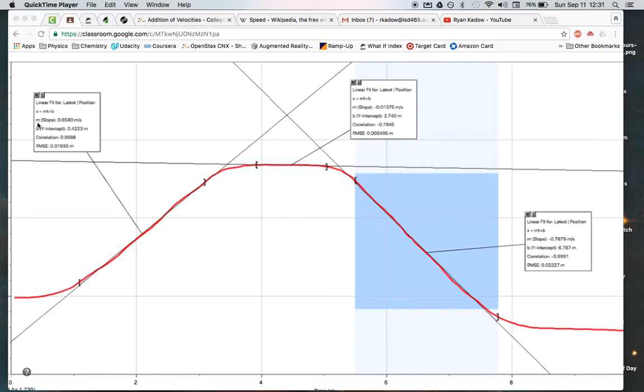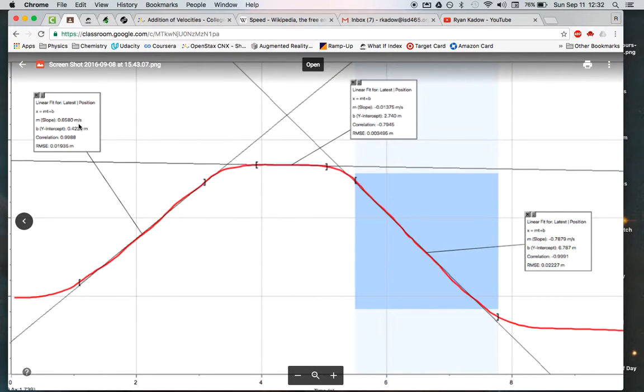And just to show you explicitly, I've used the computer to calculate this slope. And you'll notice that it is in meters per second, which means it ought to be a velocity. You'll also notice that it's about half a meter per second.